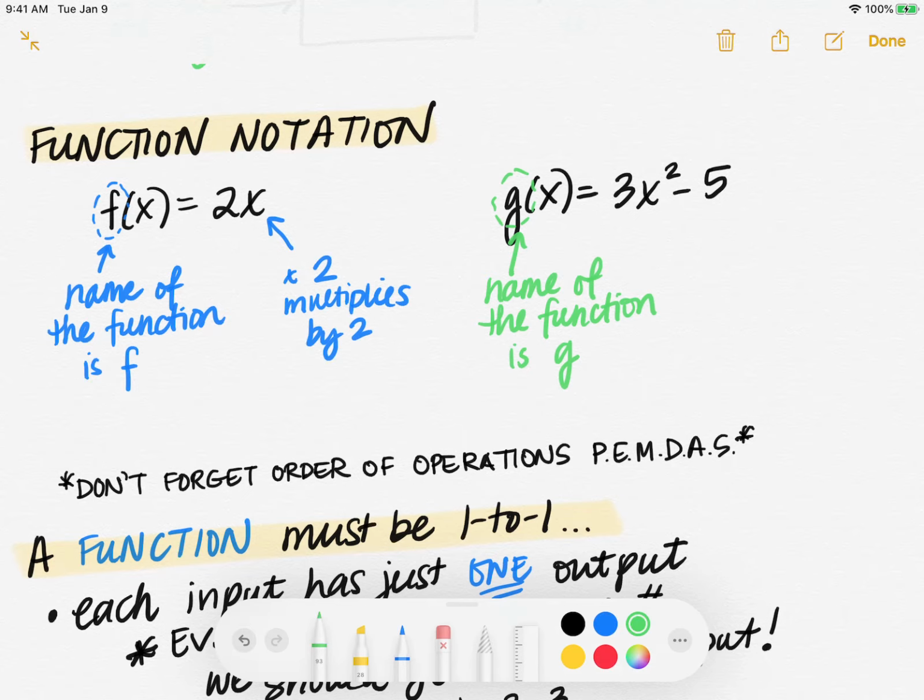But what does this function do right here? Well, this function has a few different steps. Now, let's not forget PEMDAS. Let's not forget our order of operations when we talk about this. First, it is going to square. So this function squares the input. I'm going to call it the number. Squares the number, or squares the input. Then it multiplies by 3. And lastly, it subtracts 5.